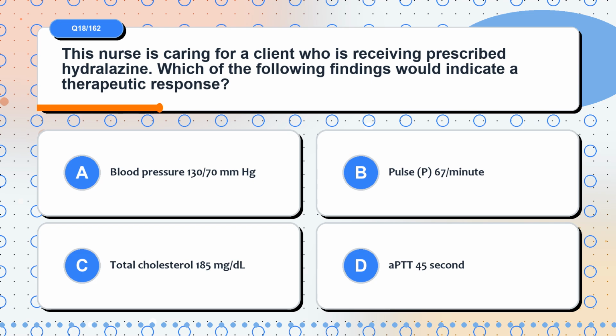Which of the following findings would indicate a therapeutic response? Here are the options. Option A. Blood pressure 130/70 mmHg. Option B. Pulse 67/minute. Option C. Total cholesterol 185 mg/dL. Option D. aPTT 45 seconds.